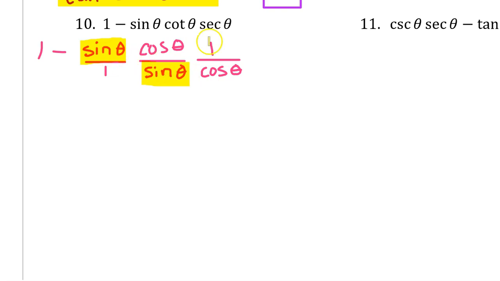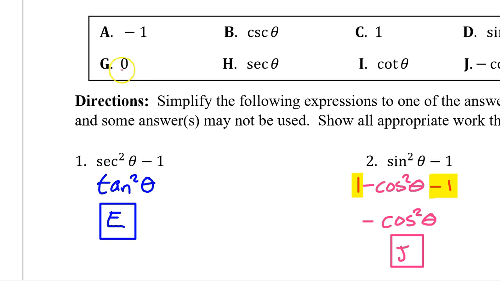Interesting. We have sine theta in the numerator and the denominator. These will cancel each other out. And we have cosine theta in the numerator and the denominator. These will cancel each other out. So we are left with 1 minus 1. Everything that cancels out is making a 1. Of course, 1 minus 1 is 0. So the answer is G.